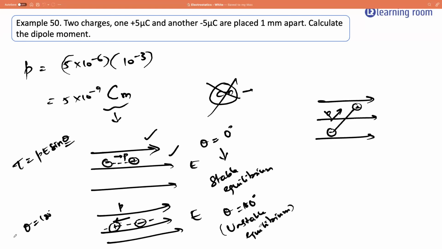Yes, sir. Got it. Got it? Yeah. So please make a note. You don't need this detailed explanation in the paper. This will mostly be a 1-mark question. So theta is equal to 0 degrees. Theta is the angle between dipole moment and electric field. If theta is equal to 0 degree, stable. Theta is equal to 180, unstable. That's it. Right? So apart from this, I hope everybody is clear with this problem as well. Yes, sir.